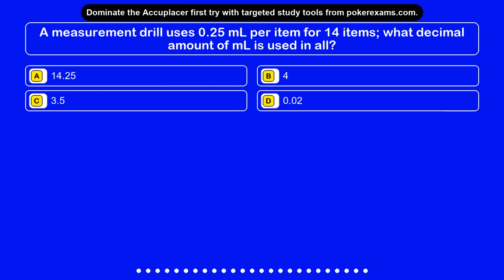Question 3. A measurement drill uses 0.25 ml per item for 14 items. What decimal amount of ml is used in all? Option A, 14.25. Option B, 4. Option C, 3.5. Option D, 0.02.